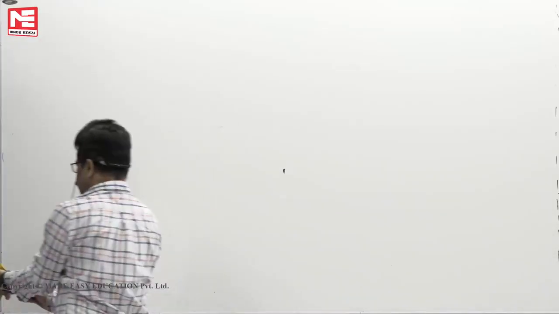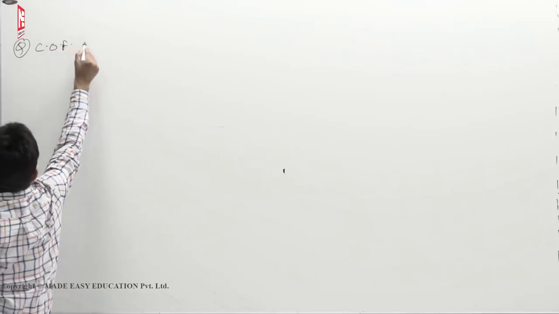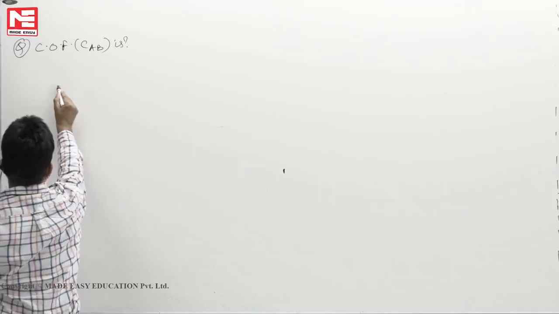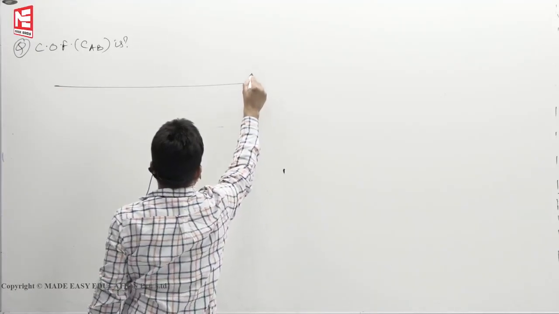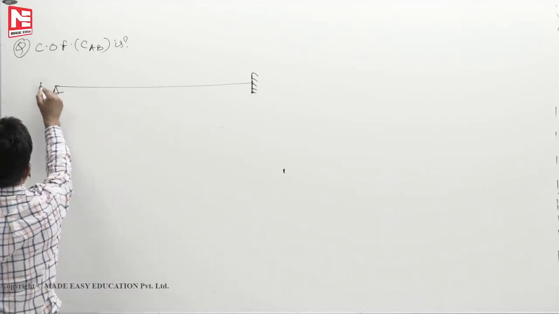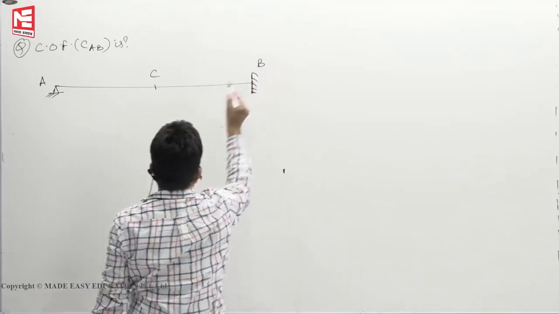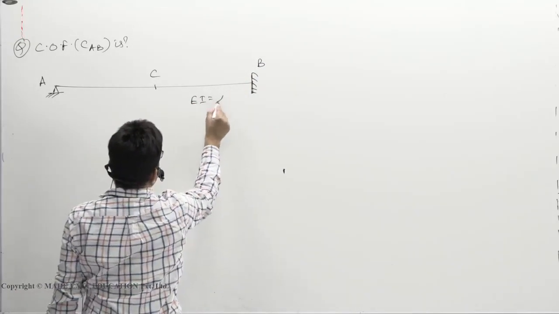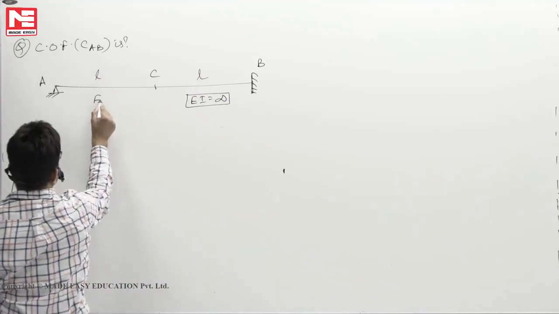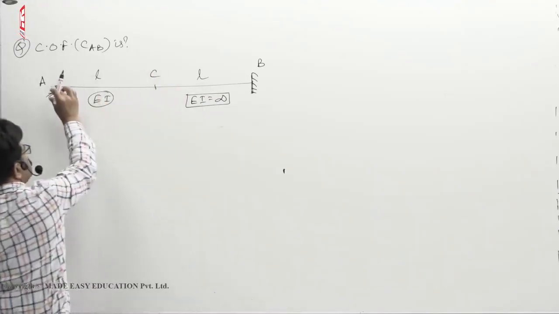This is again a 2 marks question. Carryover factor CAB is: this point A, this point let us say C, this point let us say B. Its flexural rigidity EI value is infinity, this length is say L. This is simply flexural rigidity EI. That means a very strong beam connected to a weak beam.